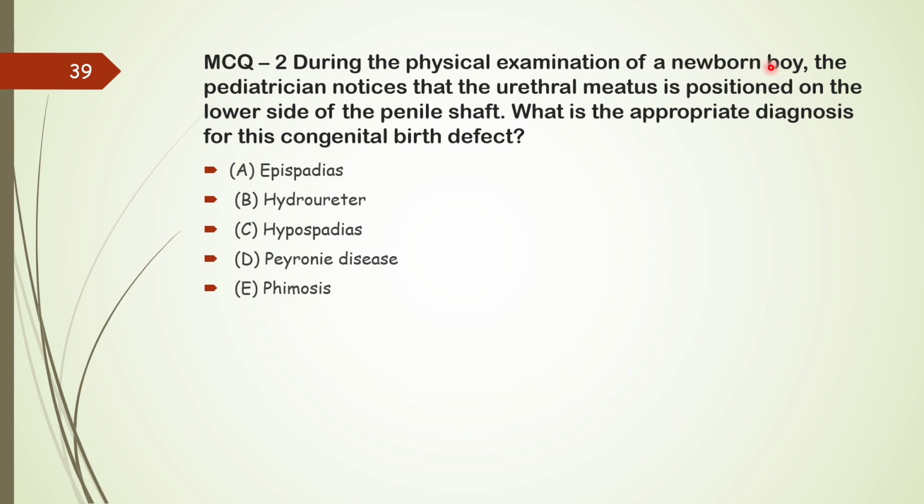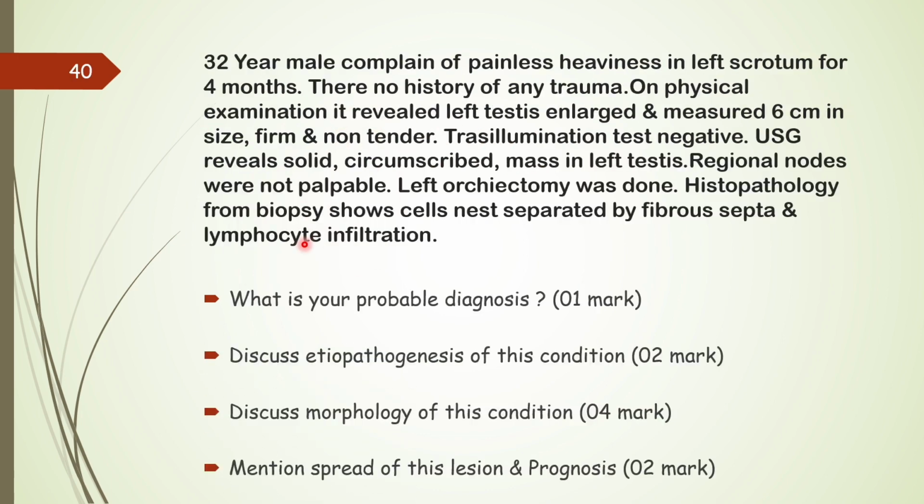During physical examination of a newborn boy, the pediatrician noticed that the urethral meatus is positioned on the lower side of the penile shaft. What is the appropriate diagnosis of this congenital birth defect? It means the urethral opening is on the lower side of the penis. That is known as hypospadias. All right. See, this type of long question can be asked in your exam as a long answer question.